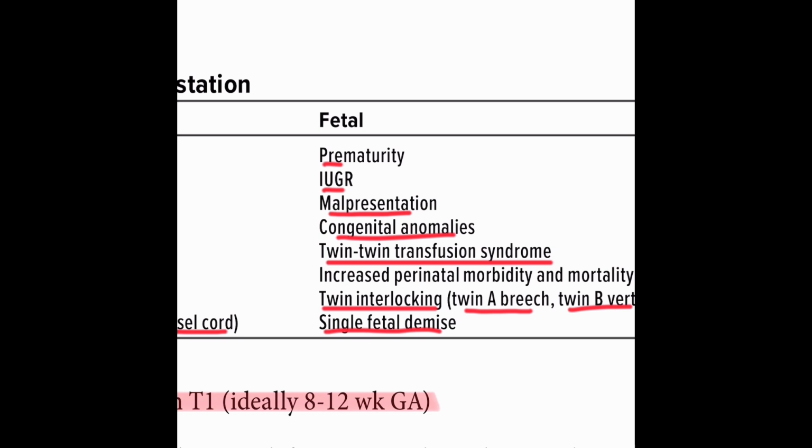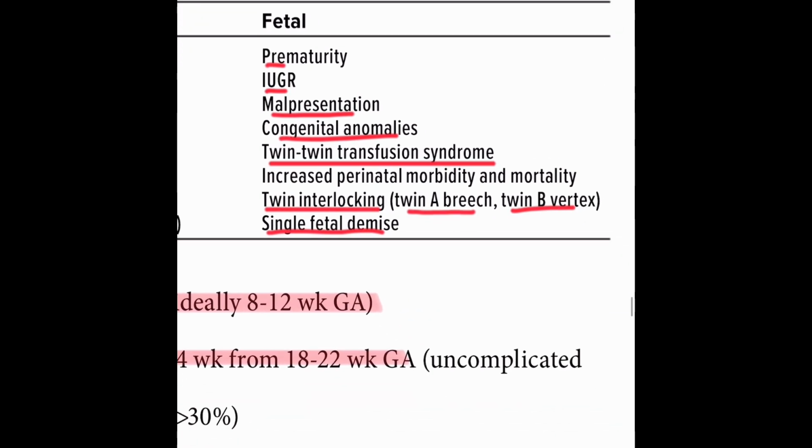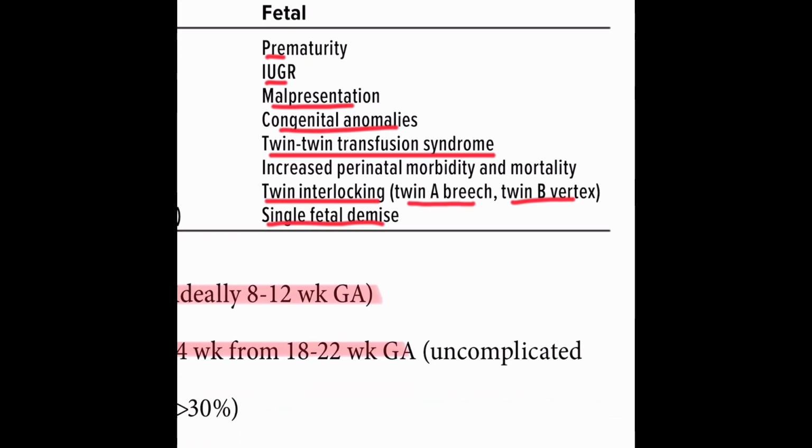And in fetal, they could be premature, their growth would be restricted, one would present vertex and the other would be in breech position, and then congenital anomalies, and then twin transfusion syndrome. One becomes the donor and one becomes the recipient, and the donor just keeps on giving and becomes growth restricted, and the recipient would become macrosomic, or they would have some congestive heart failure because of too much preload. And then increased perinatal morbidity and mortality just because of these reasons.